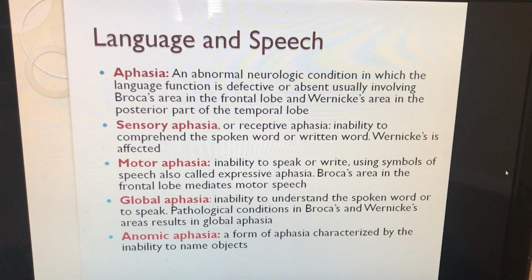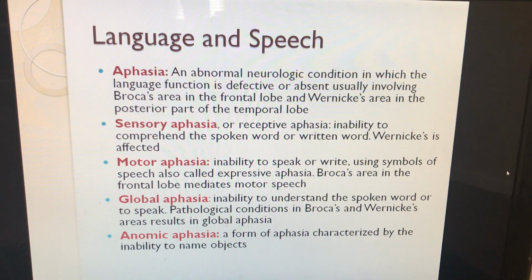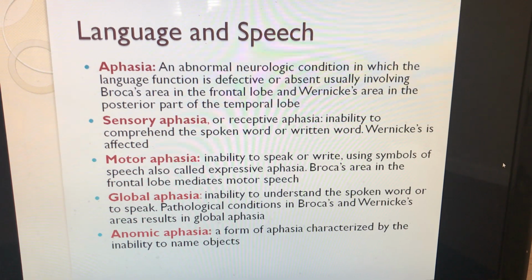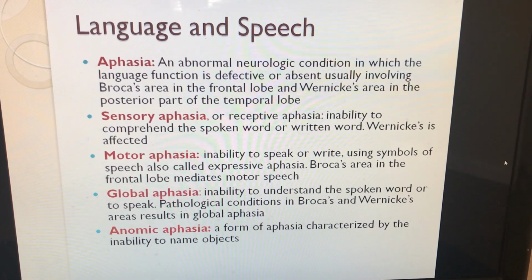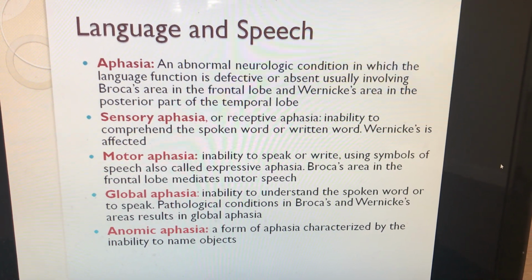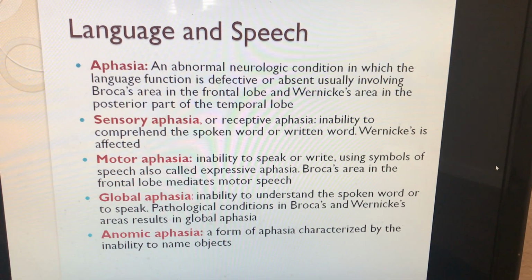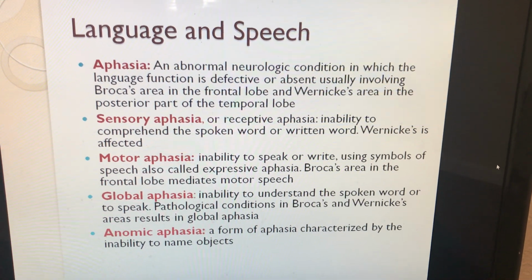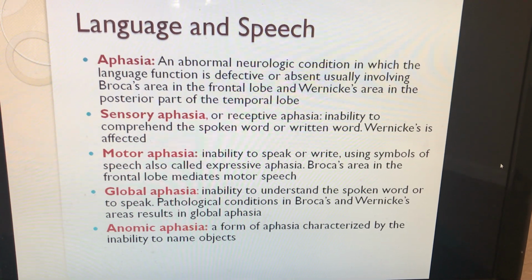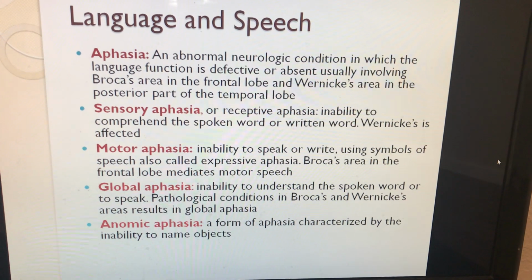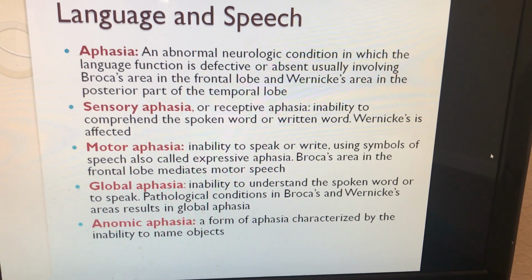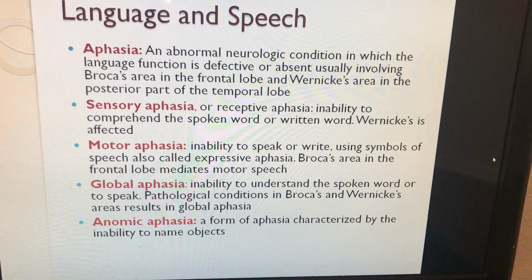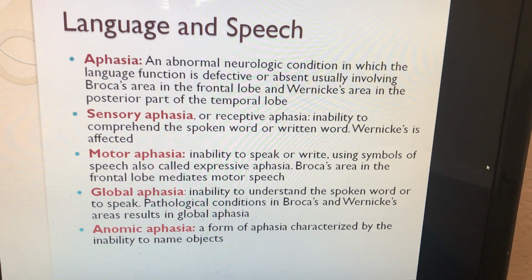Then you have some terminology for language and speech. If you want to assess your patient for aphasia, this is where they have an abnormal neurologic condition in which the language function is defective or absent, usually involving Broca's area in the frontal lobe and Wernicke's area in the posterior part of the temporal lobe. You have sensory aphasia, motor aphasia, global aphasia, and anomic aphasia. And you can take a minute to just read over that.